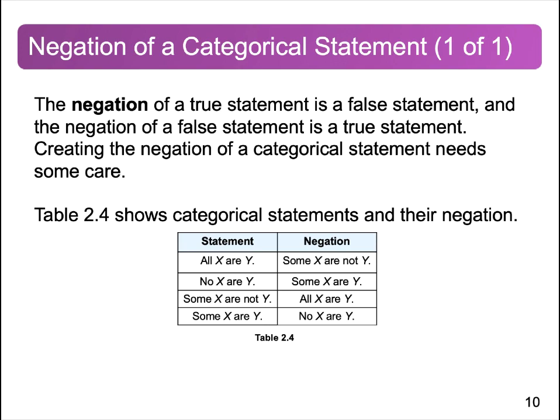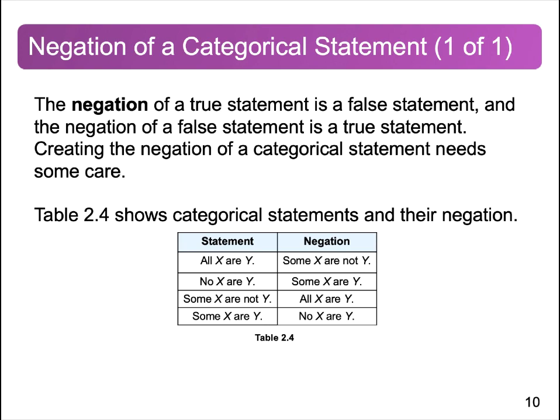So just be careful. The opposite of a universal statement, like all or none, is actually going to go to an existential statement. So all x are y, the negation would be some x are not y. Then if we had the statement no x are y, the negation there would be that some x are y.